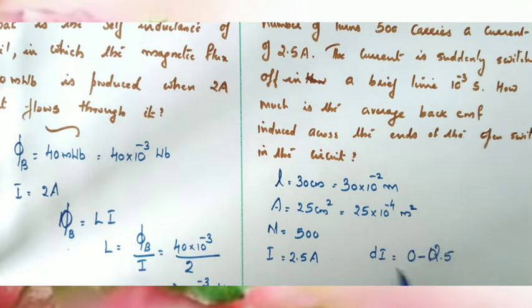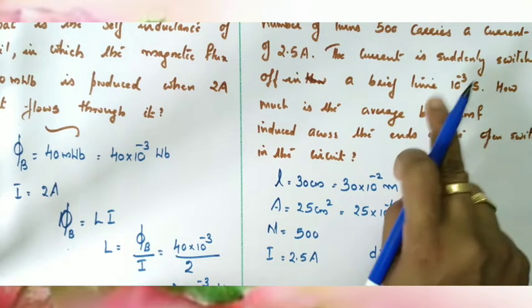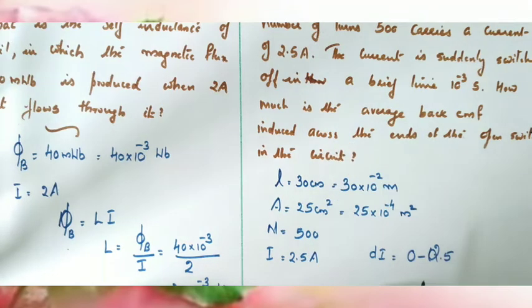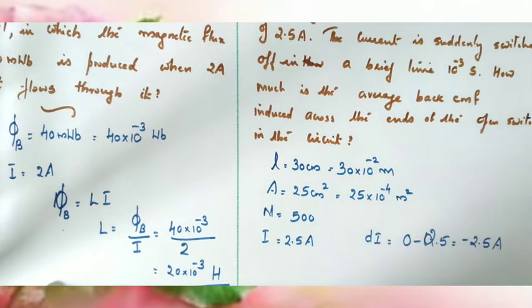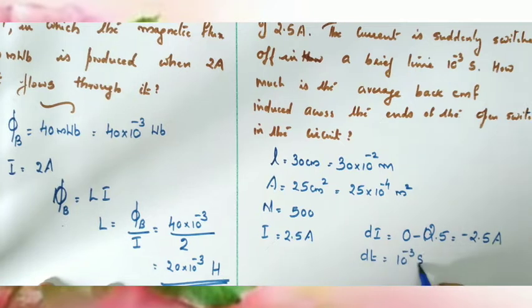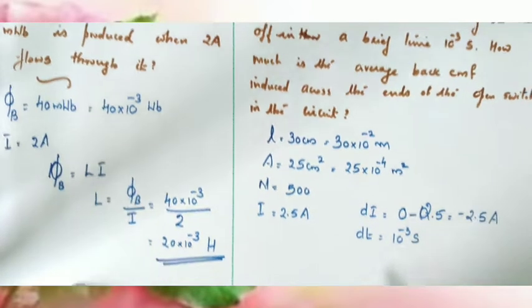Isn't it, children? Initially the current is 2.5. After some time the current is switched off, so that the current becomes 0. So what is the change in current? Final minus initial, that is minus 2.5 ampere. What is the corresponding time? That is 10 raised to minus 3 seconds. These are the values given: length, area of cross section, number of turns, change in current and change in time.